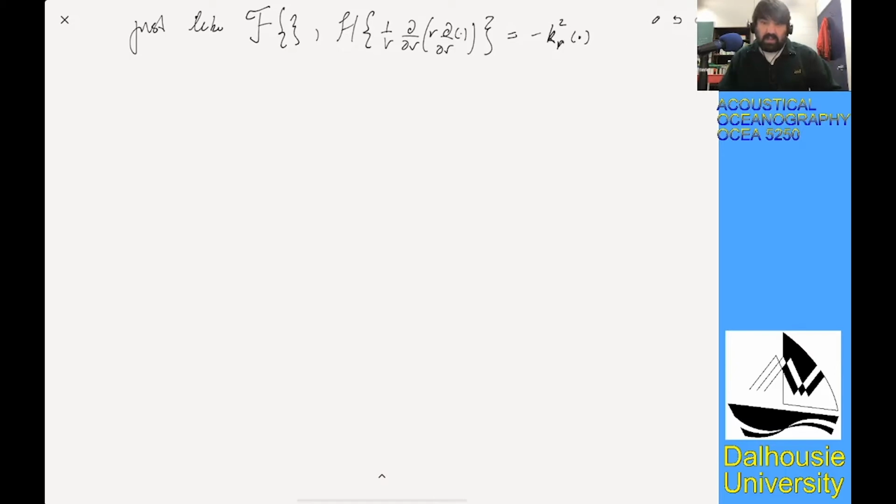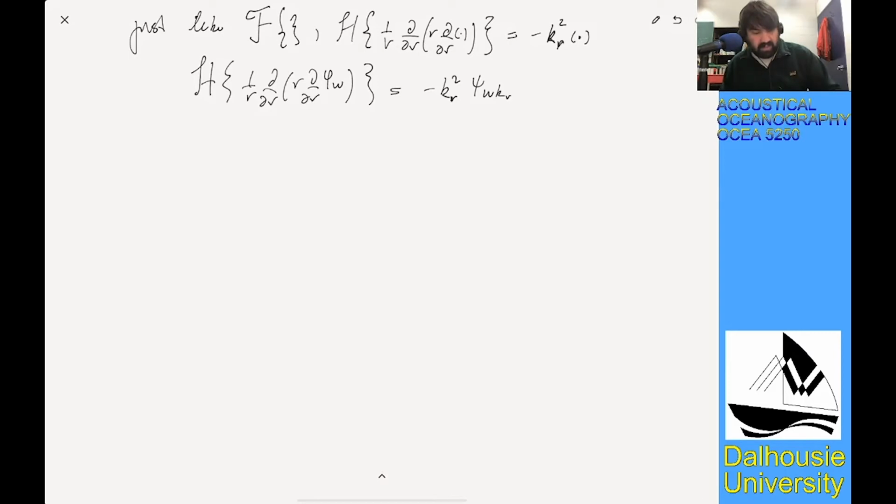So in other words, in our case, the Hankel transform of 1 over r d by dr of r d by dr of psi omega is going to be equal to minus kr squared psi omega kr, the doubly transformed pressure field now. If you want to prove this, all you have to do is integrate by parts. Same thing with that Fourier transform. And there's a nice reason why, and we'll get into that.